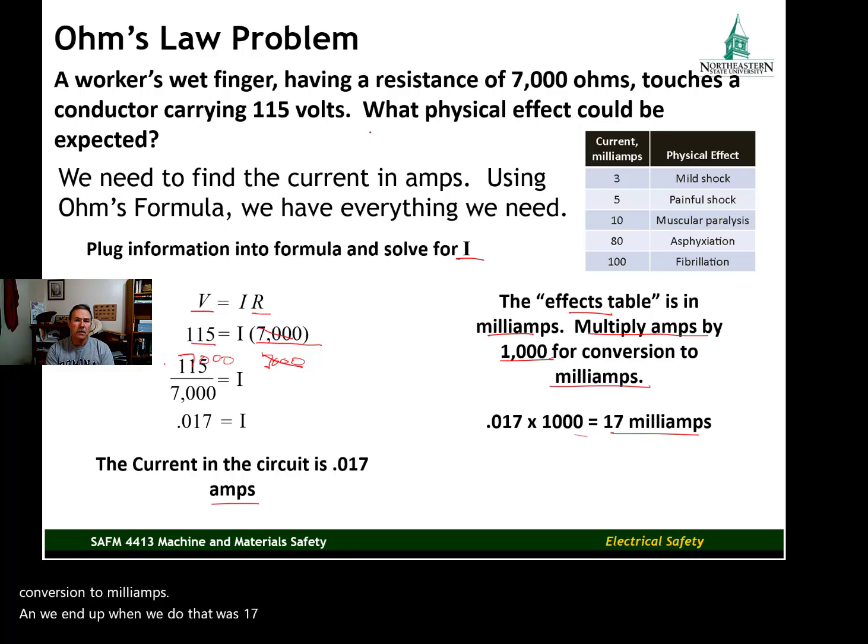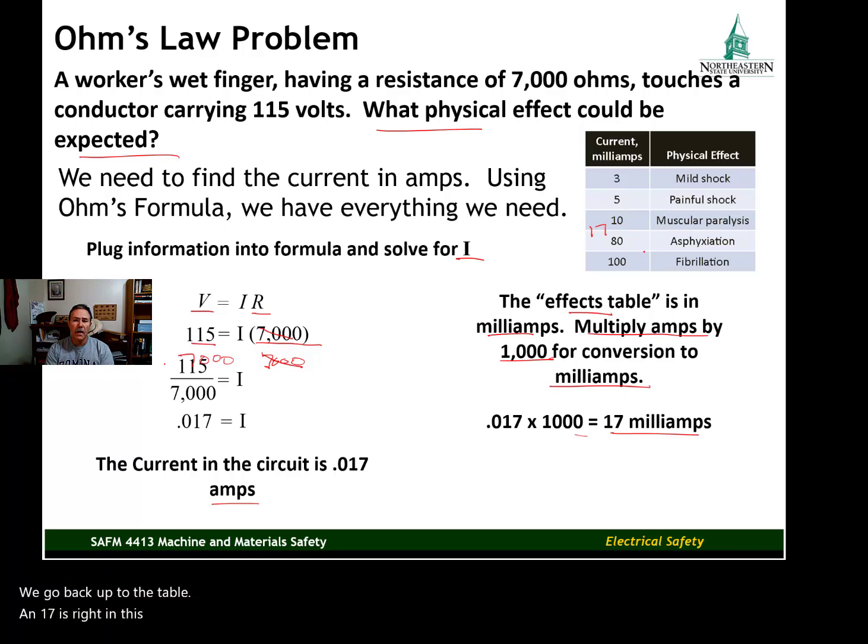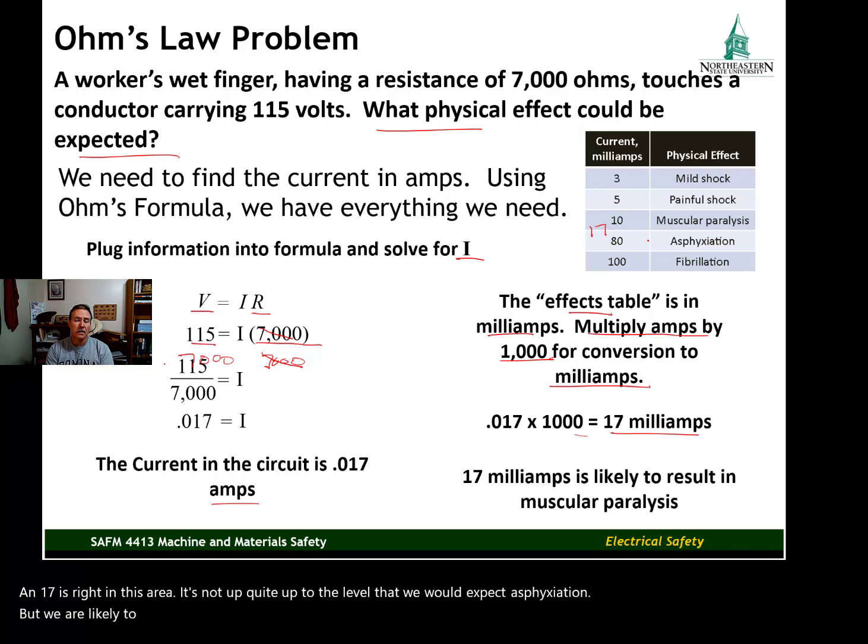Now we can answer this question. What is the likely physical effect? We go back up to the table, and 17 is right in this area. It's not quite up to the level that we would expect asphyxiation, but we are likely to see muscular paralysis.